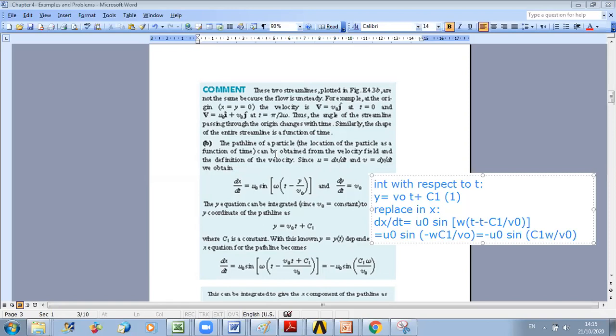This is why when you want to integrate the first relation with respect to t, you should first replace y by its function. And y, you can get it from the second relation. Since dy by dt is a constant, you can replace y by v0t plus c1. Replacing back into the equation, you will get dx by dt. And as you can see, when you replace, dx by dt is independent of time now.